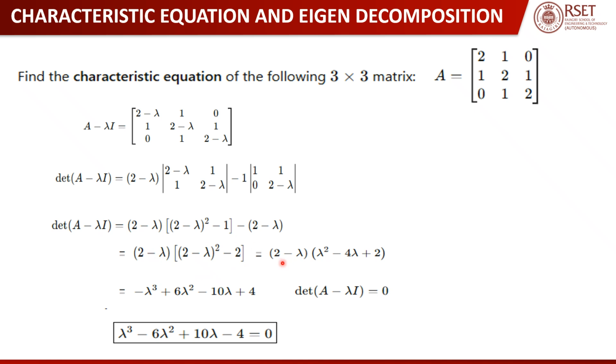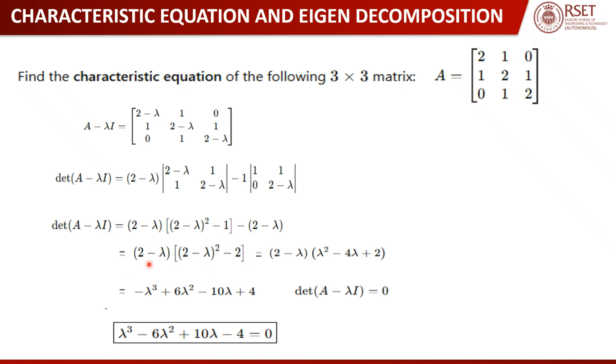And then you will be having 2 minus lambda into, you'll expand this bracket, a minus b, the whole square is a square plus b square minus 2ab. So you have 4 minus 4 lambda plus lambda square. So this is what you have, and you can just open the brackets. You can multiply 2 to these 3 terms and then distribute negative lambda to all these terms, and you have the characteristic equation.